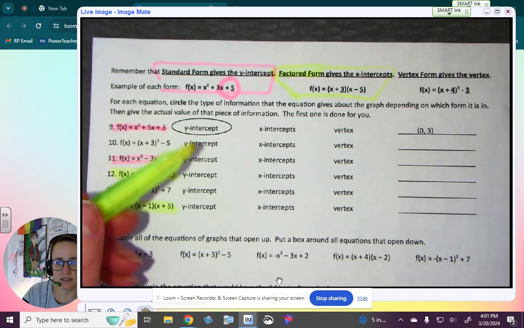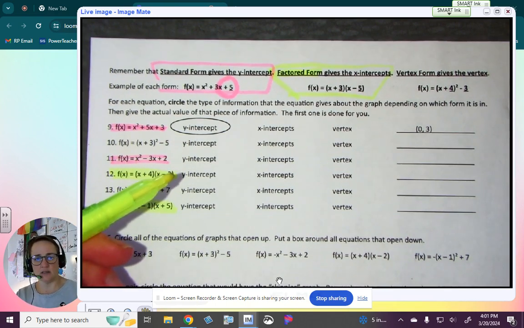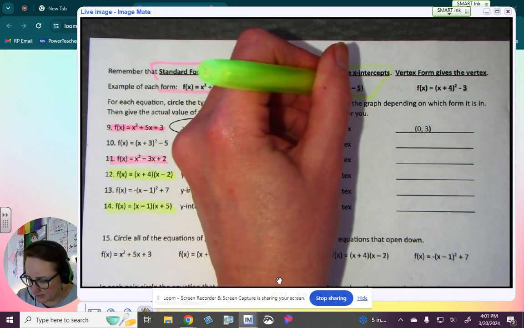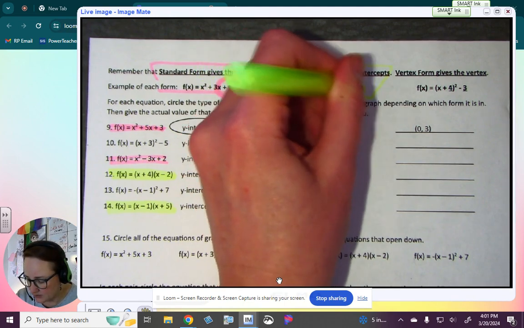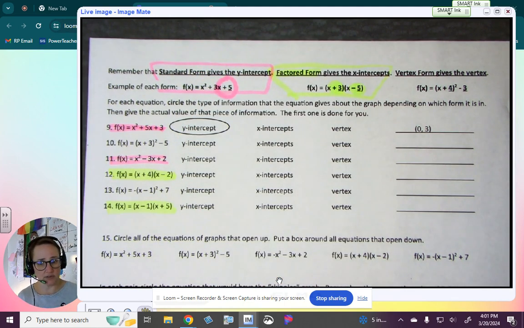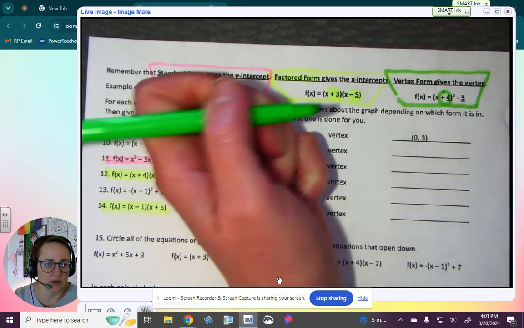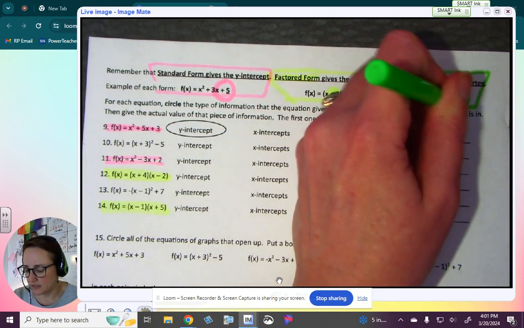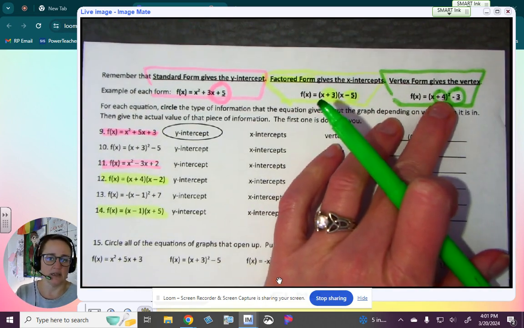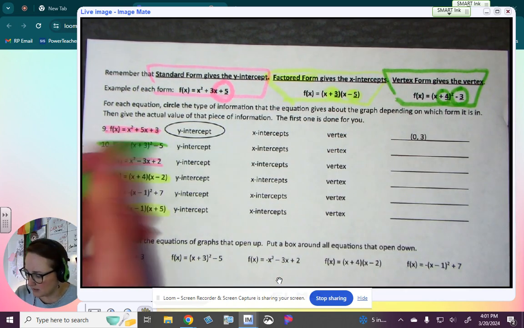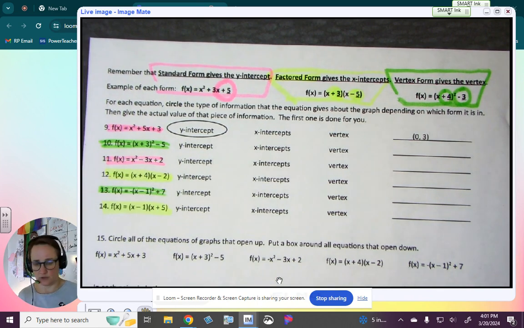So standard form tells us the y-intercept. Factored form tells us the x-intercepts. Remember that these are the ones where we have to change the sign, so we set each factor equal to 0 and solve. And our last form, vertex form, tells us the vertex most easily. We need both the number inside the parentheses and the number outside. It's a giveaway that it's vertex form if we have parentheses and something squared.